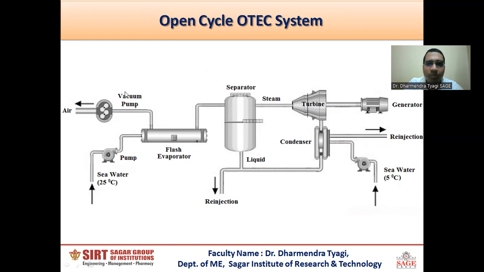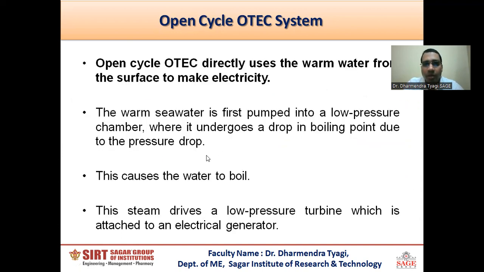Here a vacuum pump is also used to remove the non-condensable gases from this flash evaporator. So now, the open cycle OTEC directly uses the warm water from the surface to make electricity. The warm seawater is first pumped into a low pressure chamber where it undergoes a drop in boiling point due to the pressure drop. This causes the water to boil. This steam drives a low pressure turbine which is attached to an electrical generator to produce the electricity.